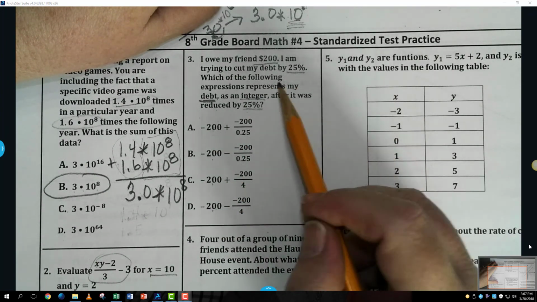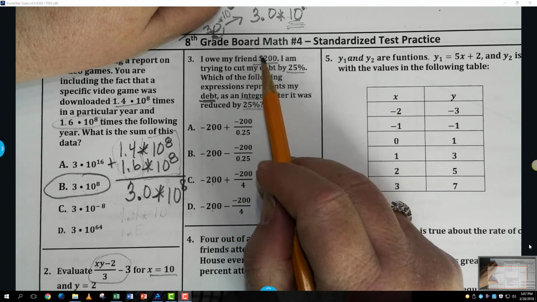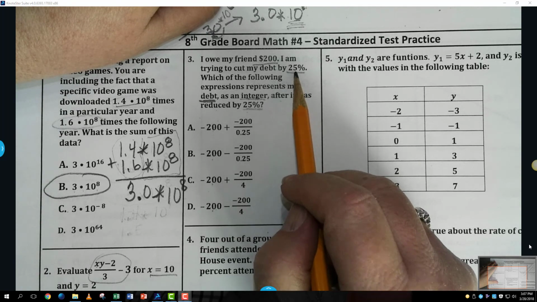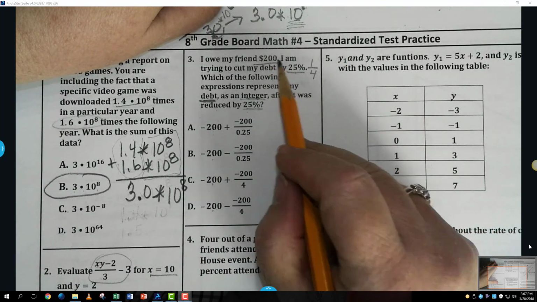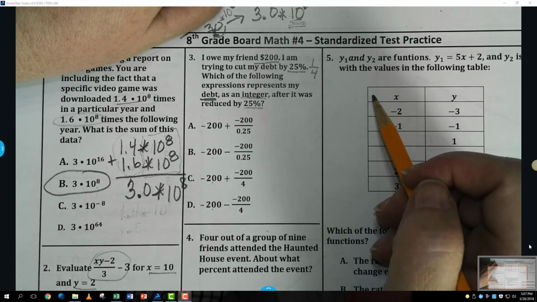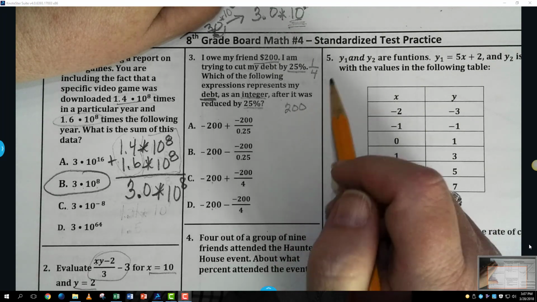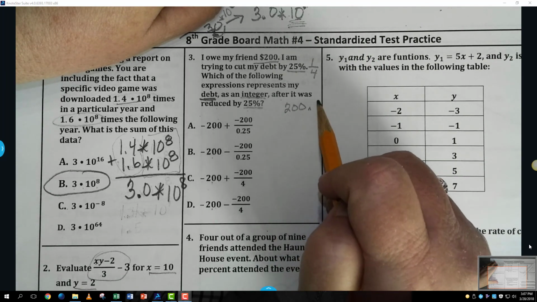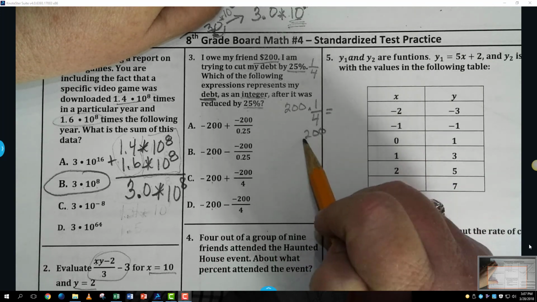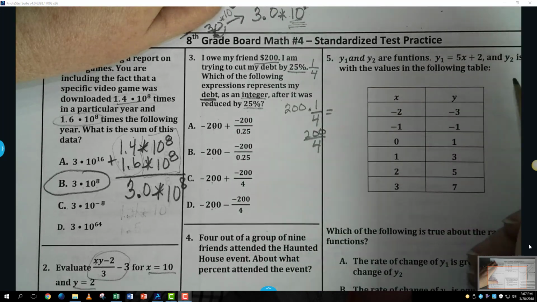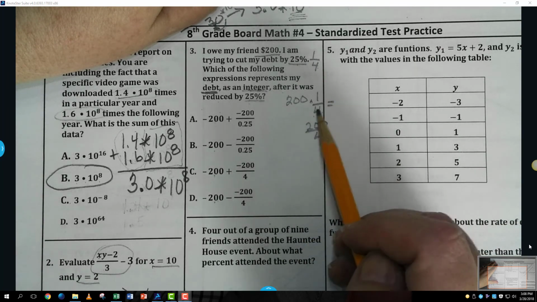Okay, and what I'm trying to do is reduce how much I owe by 25%. In other words, by a quarter. I'm trying to reduce it by a quarter. So if I take 200, how do I figure out what I reduce it by? I take 200 and I multiply it by 1/4. So that will give me 200 over 4. So let's look at these, because I'm reducing it by a fourth, right?